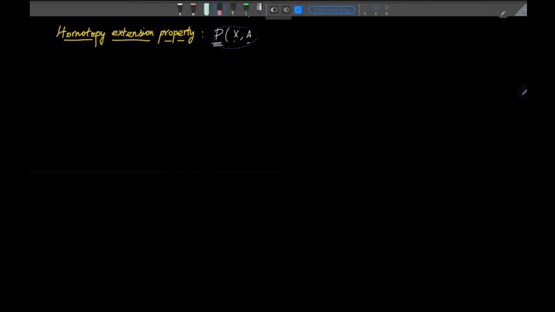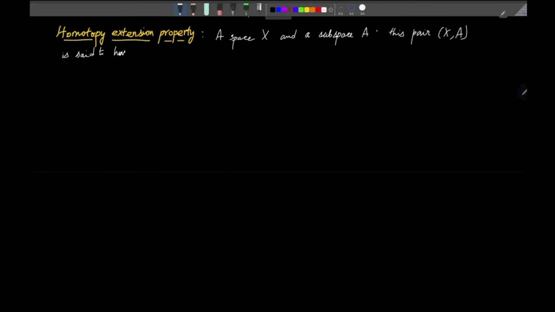What does this really say? A space X and a subspace of it, subspace A, this pair X comma A is said to have the homotopy extension property.